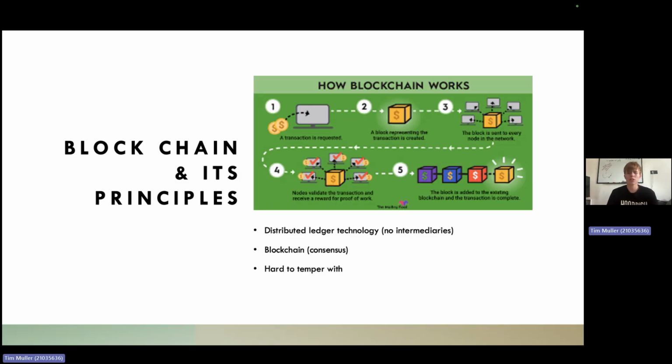Blockchain is one of the distributed ledger technologies out there that safely and securely records transactions across multiple computers without intermediaries like banks. This will result in more cost and time efficiency. Blockchain is also highly focused on consensus.